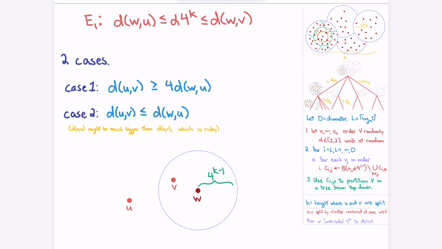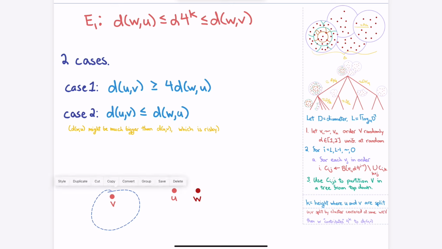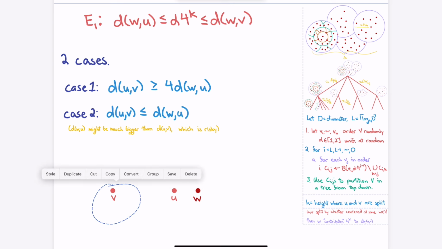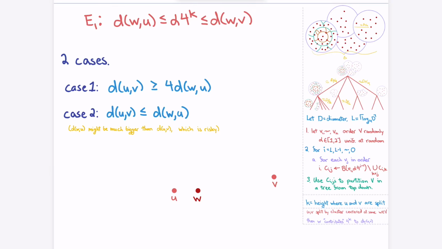Okay. So in one case, what does this say? This says that dUV is greater than or equal to 4 times dWU. So this is how I'm saying that U is pretty close to W. I guess here the ball doesn't matter. But somehow VU is significantly further. Okay, so UV is the distance we're trying to preserve, but somehow W is much closer to U. It could be on the other side like that as well.